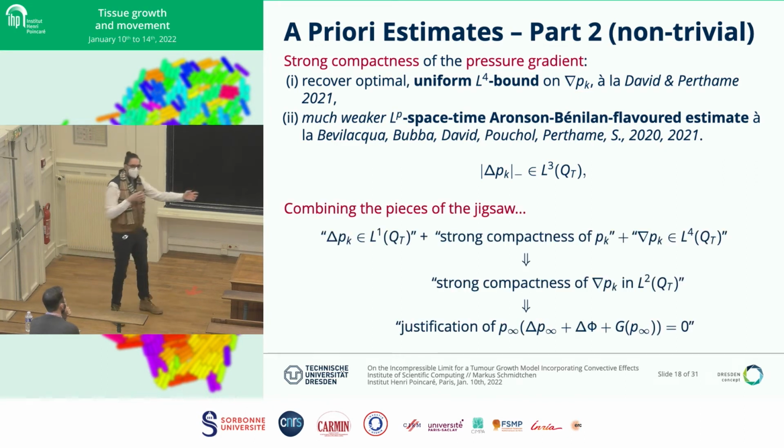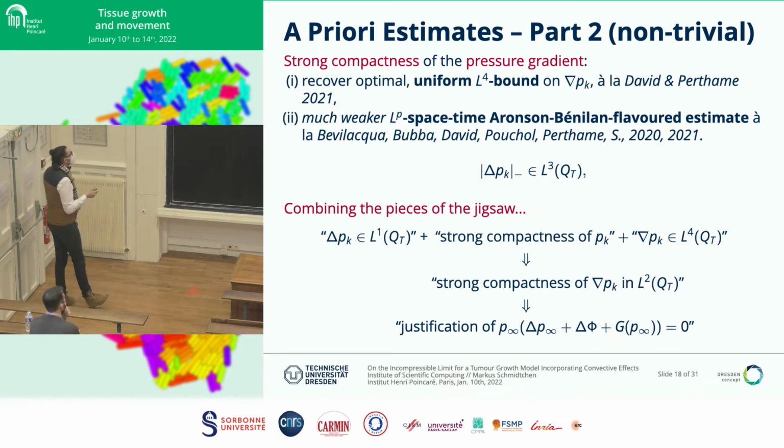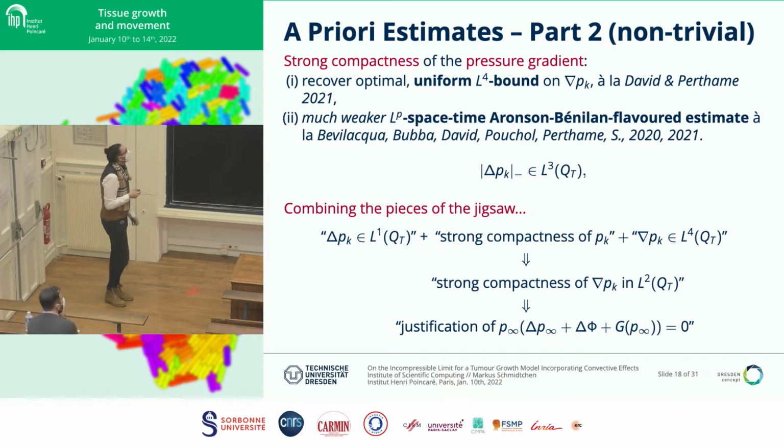And so now we have all of these different estimates, and we want to piece them together to complete our puzzle. From here, this will allow us to get the Laplacian in L1 uniformly. We already have the strong compactness of P, and we know that the pressure gradient is in L4. If we combine all of these things in a good way, then this will yield the compactness of the gradient of the pressure in L2. This is what we were after, and this ultimately allows us to justify the complementarity relation, right? Only if we have this, we can pass to the limit in here. So how do we do that?